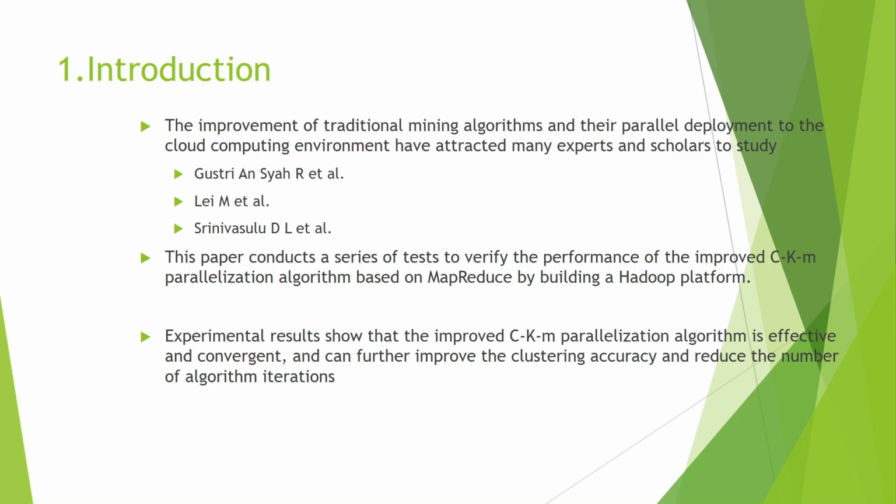The improvement of traditional mining algorithms and their parallel deployment to the cloud computing environment have attracted many experts and scholars to study. 7-8. Researchers integrated the Canopy algorithm into the K-Means algorithm to solve the problem of uncertain K value, and parallelized the improved algorithm based on the MapReduce programming model, and achieved relatively ideal results. 9. Others used the coarse-grained parallel design idea of the GA algorithm to improve the K-Means algorithm under Hadoop, avoiding the premature phenomenon of traditional K-Means.